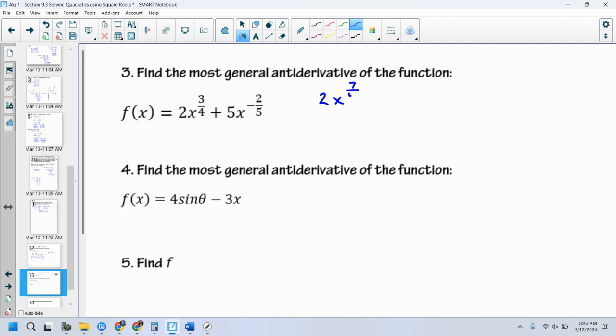2x to the 7/4 divided by 7/4. Uh-oh. Now, plus, okay, I raised it 1 unit, right? -2/5 plus 1. So -2/5, if I want to do plus 1, that's plus 5/5. So 3/5. So 5x to the 3/5 divided by 3/5. Plus C. Plus the constant.